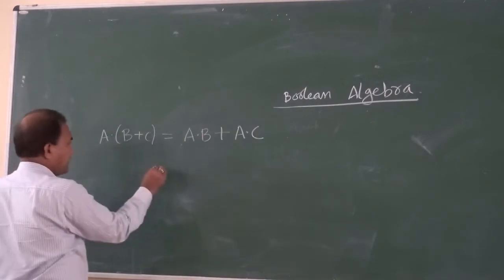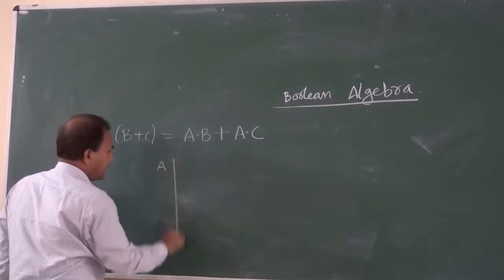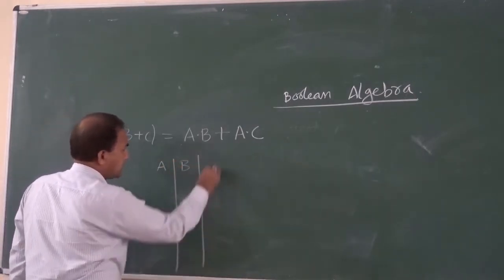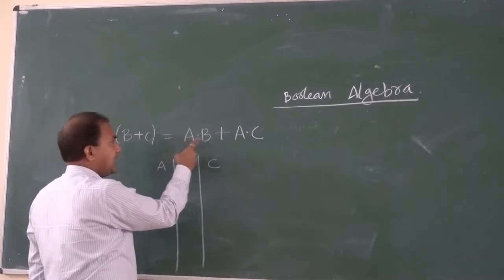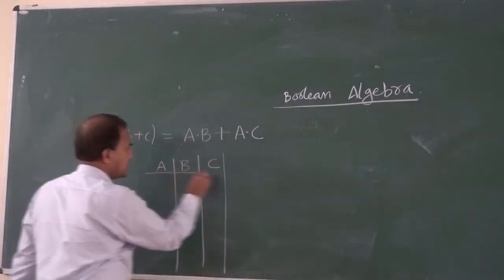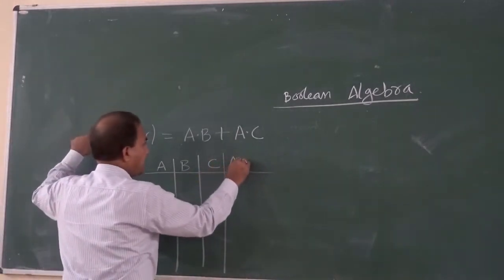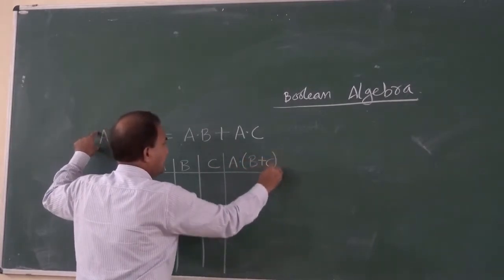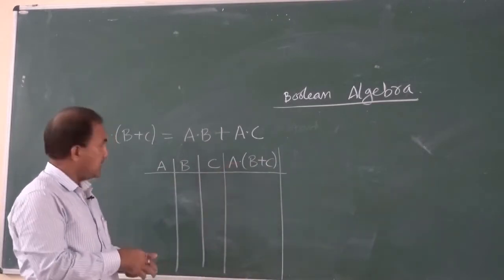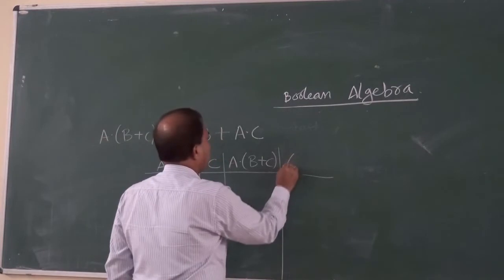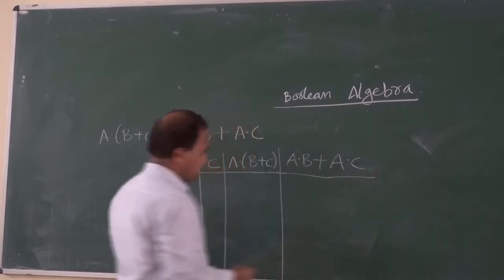Again, you can prove it by using a truth table. You have to write down the possible input combinations. The input variables are A, B and C. Here also the input variables are A, B and C. So these are the inputs, and you have to get A dot B plus C. For each input combination, what will be the value of A dot B plus C? Similarly, what will be the value of A dot B plus A dot C? You have to see.